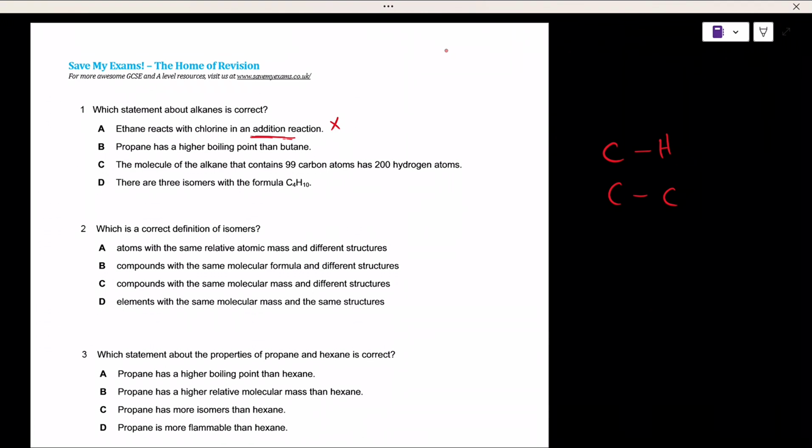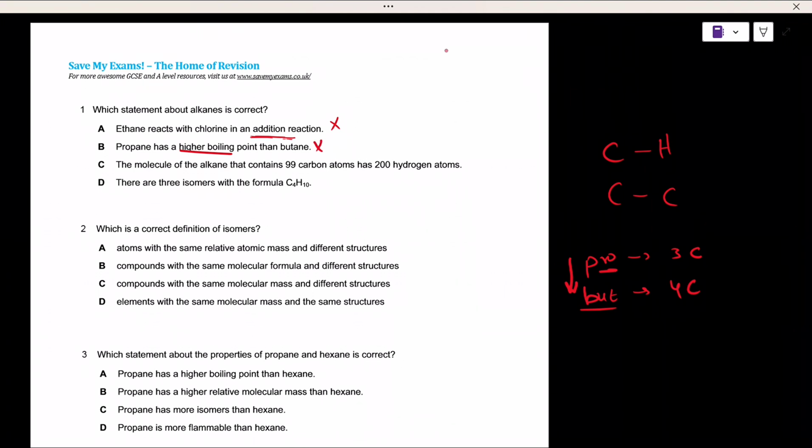Option B says propane has a higher boiling point than butane. Now propane is a 3 carbon molecule, and butane is a 4 carbon molecule. If you remember the homologous series part, we discussed that as we go down the series, the melting points and the boiling points increase. So propane cannot have a higher boiling point than butane. Butane has got to have a higher boiling and higher melting point. Why? Because it is a larger molecule. So this is also not correct.